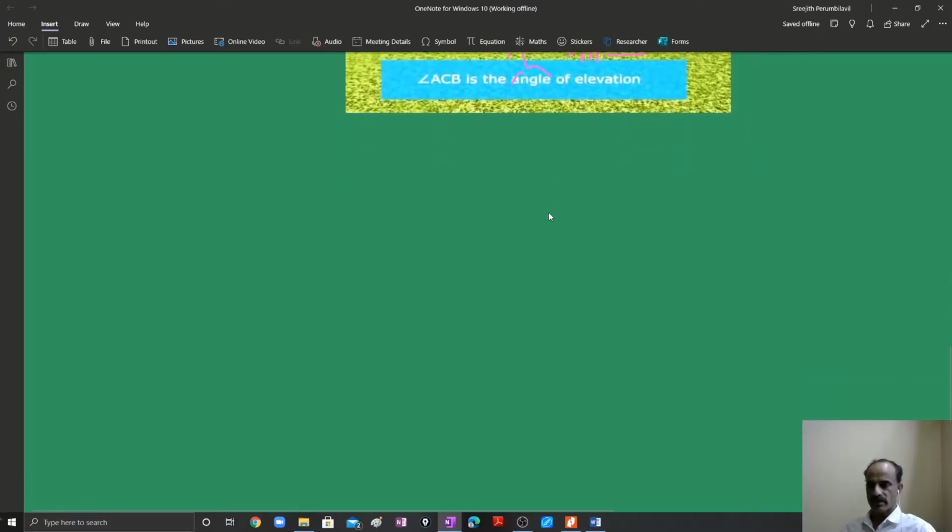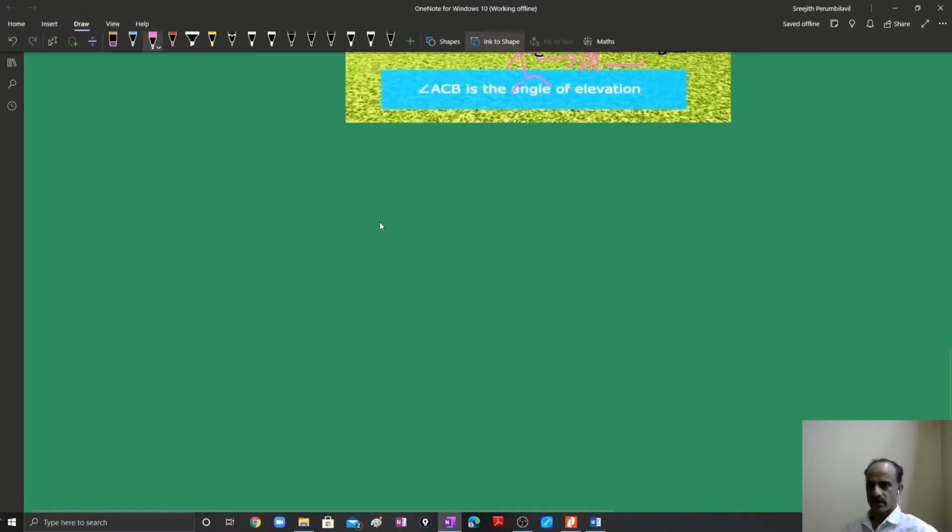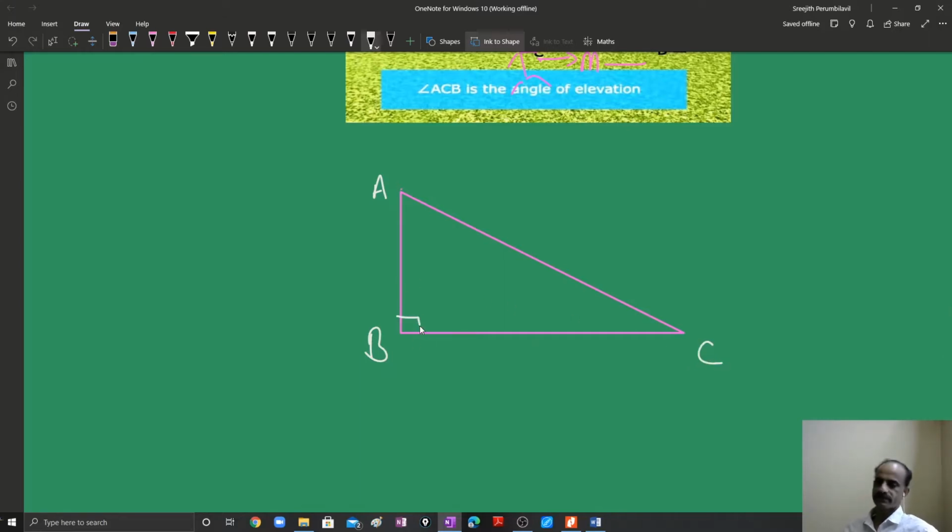I already said that in a triangle, there are certain measures. Now let's consider a right angle triangle. A right angle triangle, name it as ABC. Now, when you look at this, this is the smallest angle. When you look at this angle, there are sides for this angle.